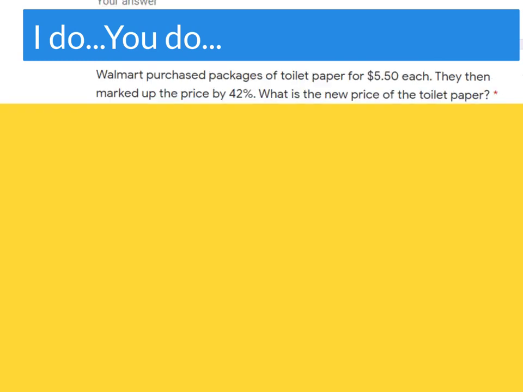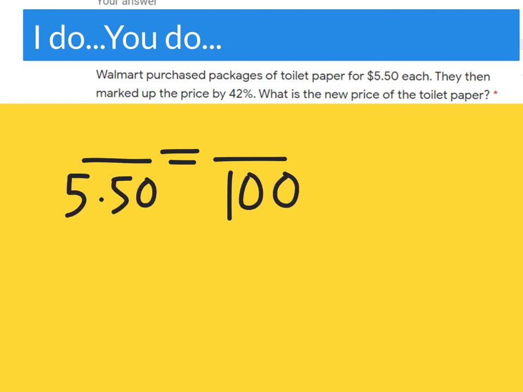Walmart purchased packages of toilet paper for $5.50 each. Then they marked up the price by 42%. What is the new price of the toilet paper? So again, if you paid the 100% price, you'd be paying $5.50. You could solve 42% of that, but that will be how much they marked it up. That means they're increasing it. So we would actually find 142%, and that would be the new price.